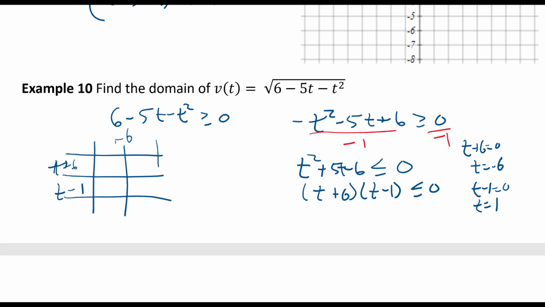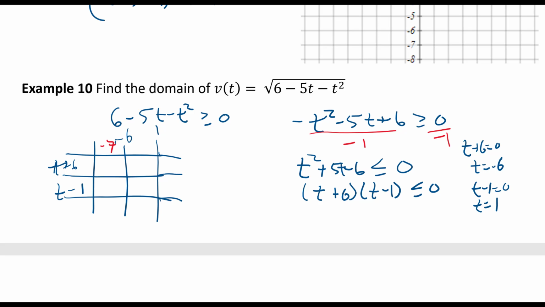And then the bigger one is 1. We don't have any more. If we had more, I'd list them in order from small to large. So the test value would be saying, okay, fine, give me a number smaller than negative 6. Let me change my colors here. My menu went away. Okay, so I'm going to go like negative 7.